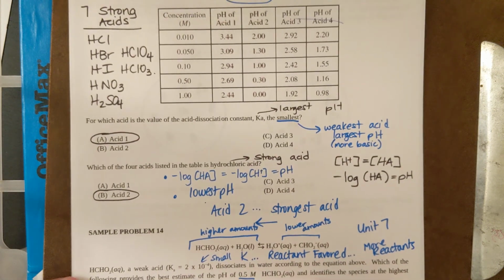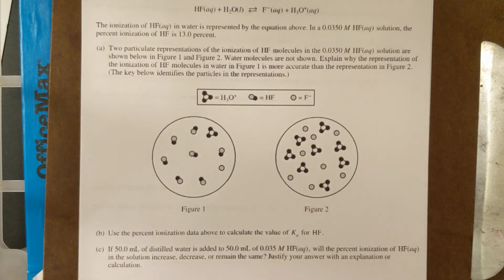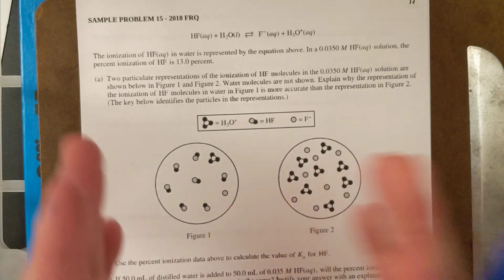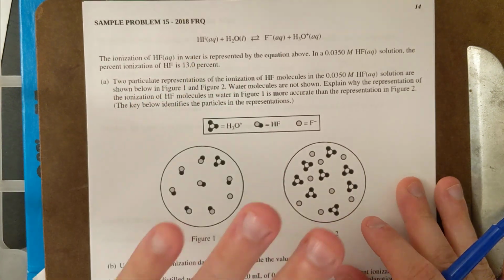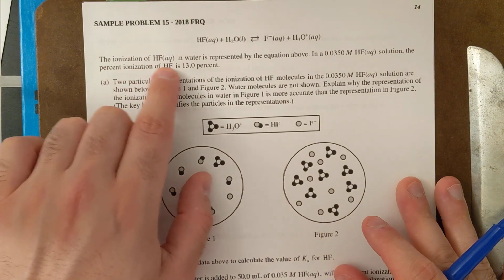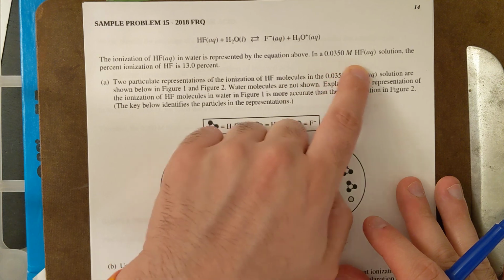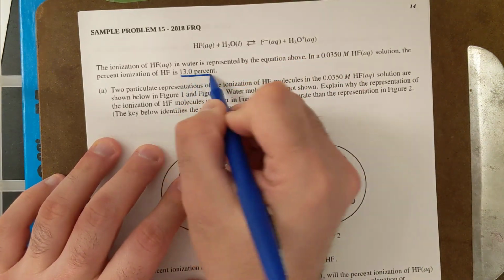All right, now moving on, let's look at sample problem 15. This is big. This is from the 2018 free response question. And I had students kind of mess up on this a couple of years ago because they were thinking about it too much. So we have HF, weak acid. The ionization of HF in water is represented by the equation above. In a 0.035 molar HF solution, the percent ionization is 13%.